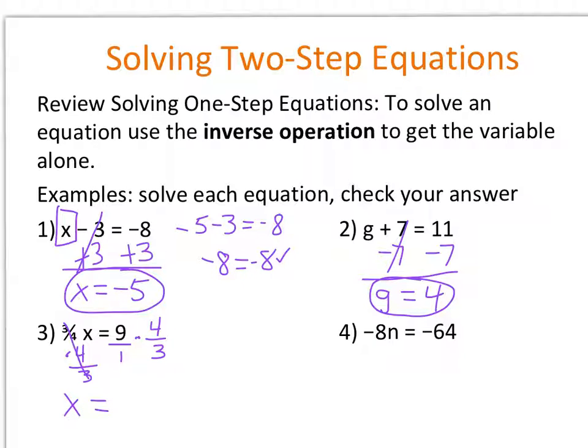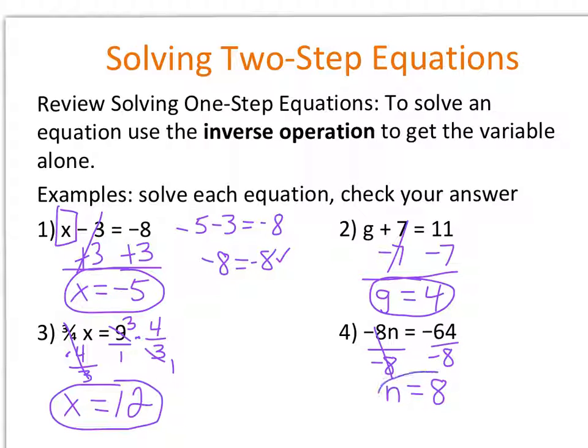On the right, we can reduce. 3 divides into itself once, and into 9 3 times. And then multiply straight across. 3 times 4 is 12. And if you want to check that, if you took 3/4 of 12, you would get 9. Okay, number 4, negative 8n equals negative 64. So inverse of multiplying is to divide. n equals positive 8.